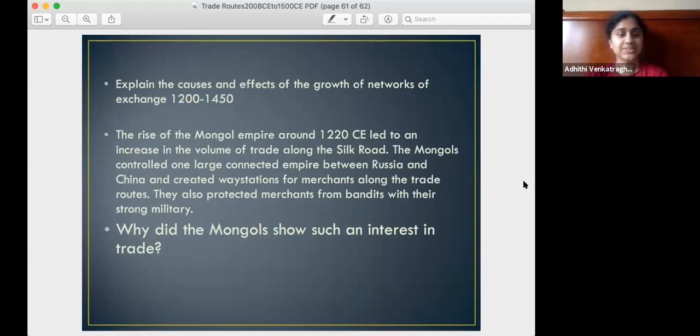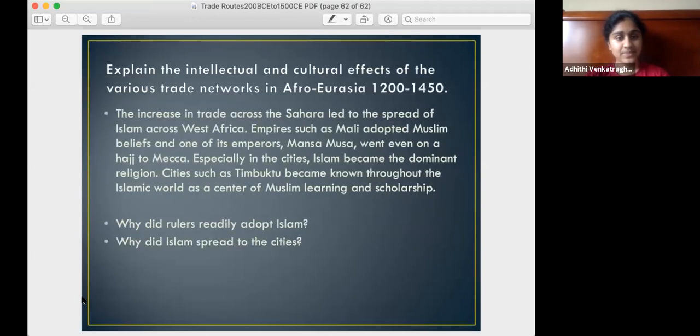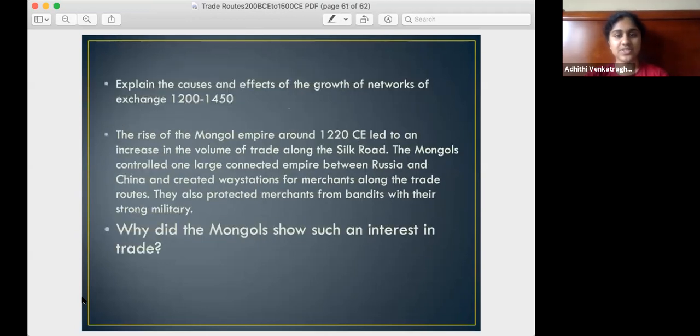And this is also something to just save and work on at home. So explain the cause and effects of the growth of networks of exchange. Why did the Mongols show such an interest? This is also something to save. So you can take a second to write this down, copy it down. And then we can take a second to copy the next one down.